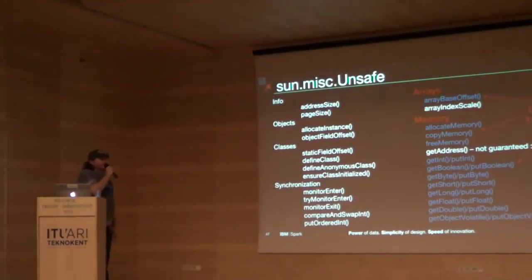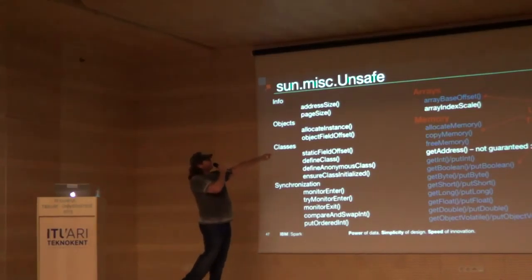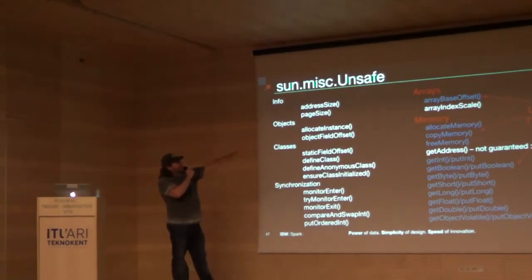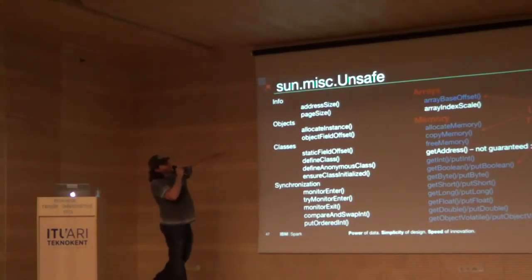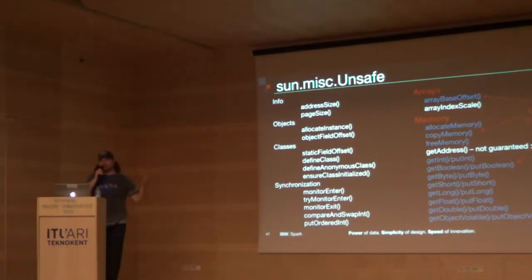So here's a little bit more about the Unsafe. It has a whole ton of stuff. The only things being used by Tungsten, by Spark, are the ones in blue, or the two red high-level categories, and then those specific ones in blue. You see, it's basically malloc and free, like a C malloc and then free in the memory. So doing your own memory management and garbage collection, that kind of thing.